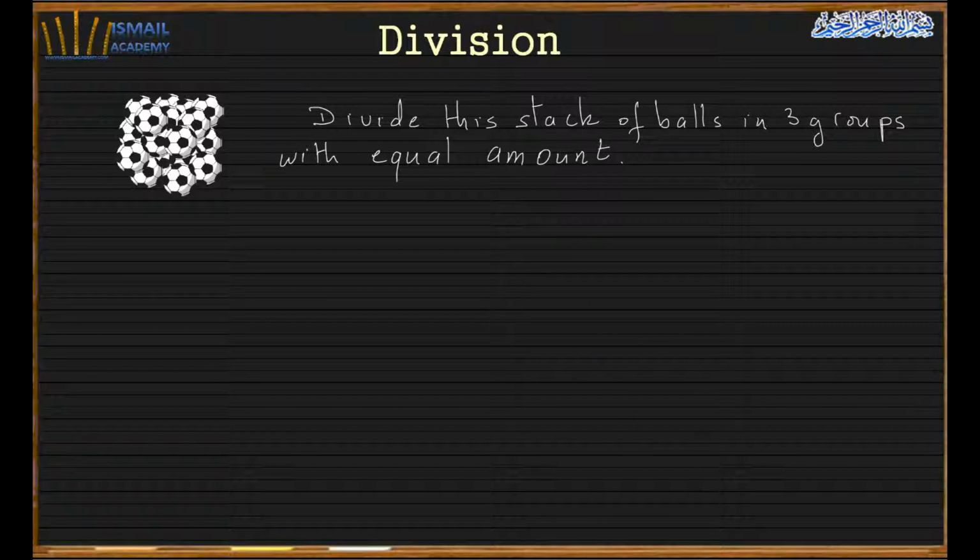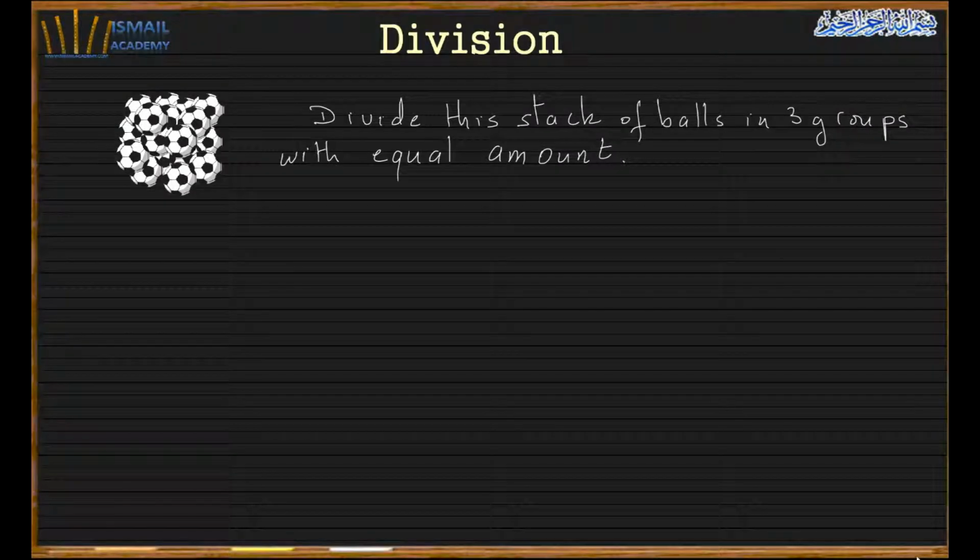So how are we going to do this? Here I have a problem. The problem here is I don't know how many balls I have here, and I need to divide this stack into three groups, and each group must have an equal amount of balls. If I don't know how many balls I have at the beginning, I cannot do any steps. So the only way I can do here is use a primitive way. What is the primitive way?